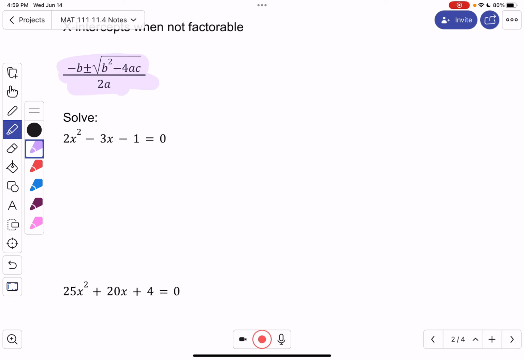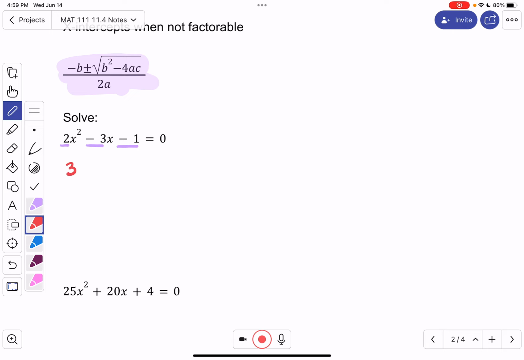Negative b plus or minus the square root of b squared minus 4ac all over 2a. You just use the a, b, and c from the problem. So here, a is 2, b is negative 3, c is negative 1. So wherever we see a b, we put negative 3. Wherever we see an a, we put 2. Wherever we see a c, we put negative 1.